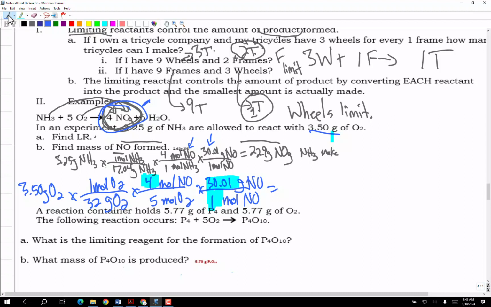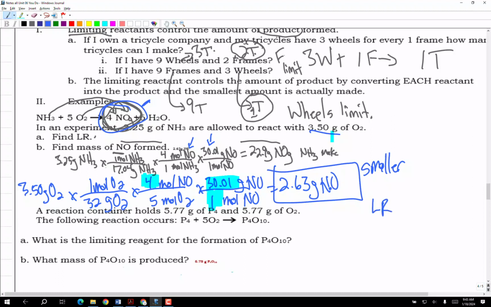Math. 3.5 divided by 32 times 4 divided by 5 times 30.01 is 2.625. So 2.63 grams of NO. Now, how much is made? This much is made because it's smaller. Okay, my limiting reactant is not 2.63 grams of NO.